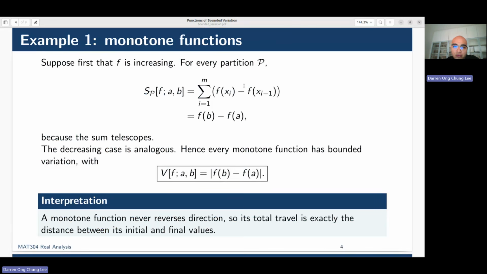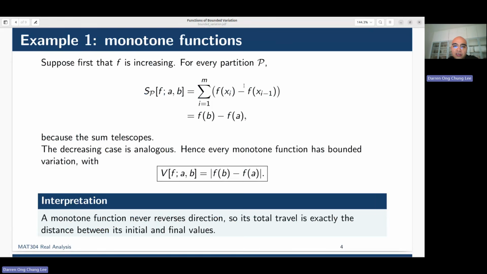Then we have f(x2) minus f(x1), f(x3) minus f(x2). But you see that f(x1) cancels out, f(x2) cancels out, f(x3) cancels out, and all that remains is the last term and the first term. So you only have f(xm) minus f(x0). But of course, xm is b, x0 is a, and we're left with just f(b) minus f(a), which means the value of the function at the last point minus the value of the function at the first point, right? And this is a concept that we call a telescoping sum.